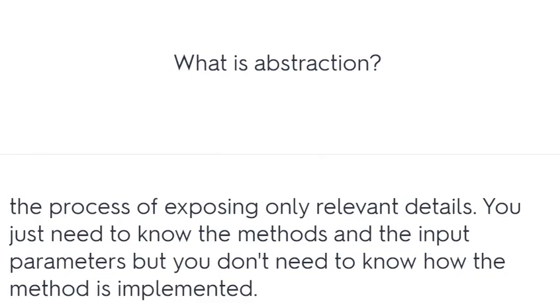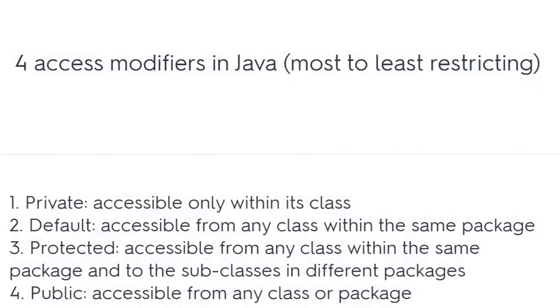You just need to know the methods and the input parameters, but you don't need to know how the method is implemented. 4 access modifiers in Java. 1. Private, accessible only within its class. 2. Default, accessible from any class within the same package. 3. Protected, accessible from any class within the same package and to the subclasses in different packages. 4. Public, accessible from any class or package.